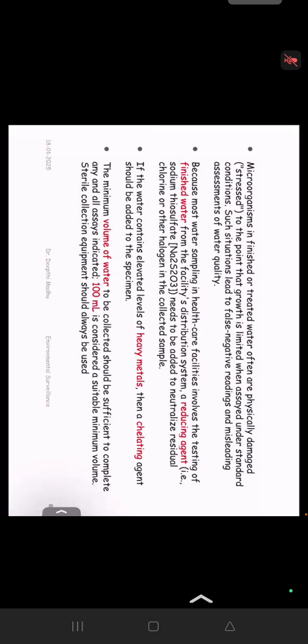If the water contains elevated levels of heavy metals, add a chelating agent to the specimen, because it is not just about microbiological analysis, you will be doing a physicochemical analysis as well. The minimum volume of water to be collected should be sufficient to complete any and all assays indicated. 100 ml is considered a suitable minimum volume. Sterile collection equipment should always be used.